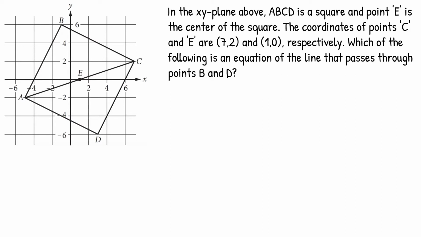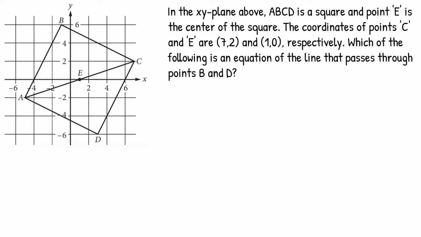Let's understand this question. We are offered a square in the xy plane, and the xy plane is a two-dimensional plane that has the x-axis going from left to right and the y-axis going from bottom up. There are different points that are represented by coordinates of x and y. We're given two particular points: the center of the square, point E, and point C, which is one of the corners of the square.